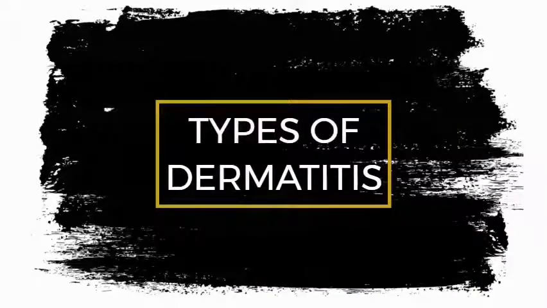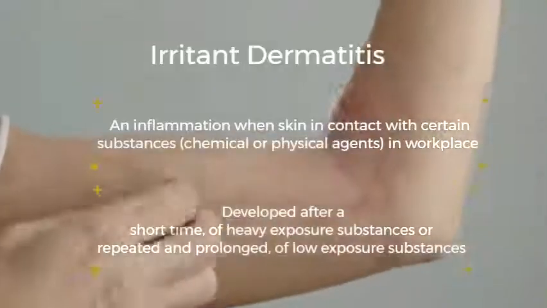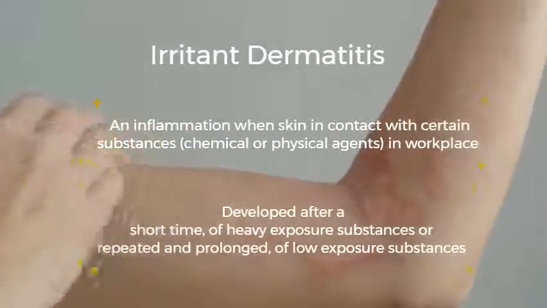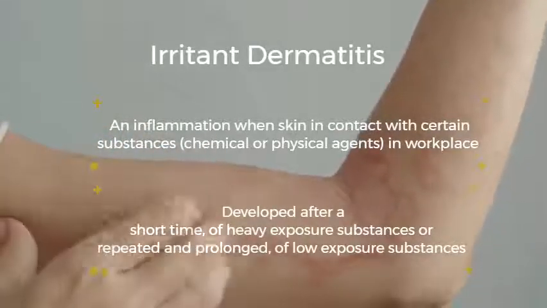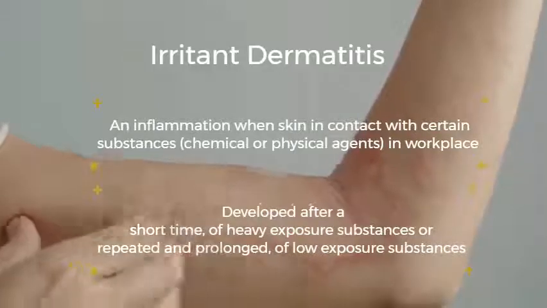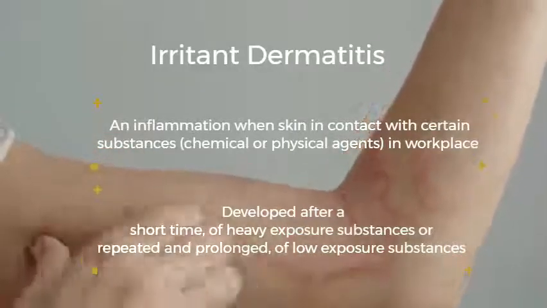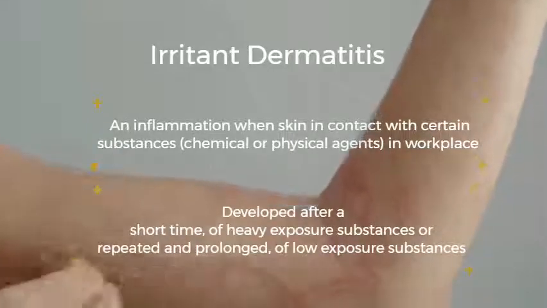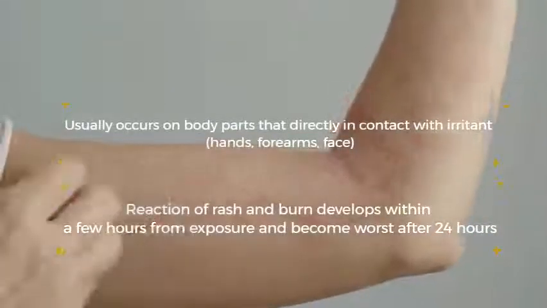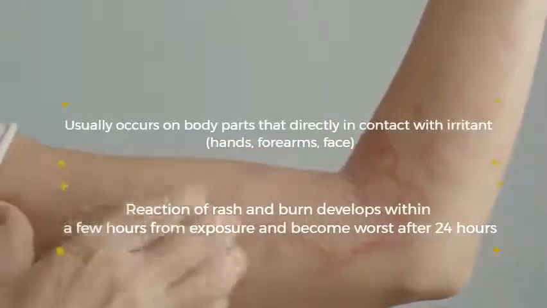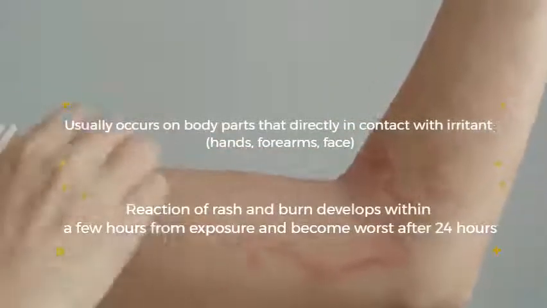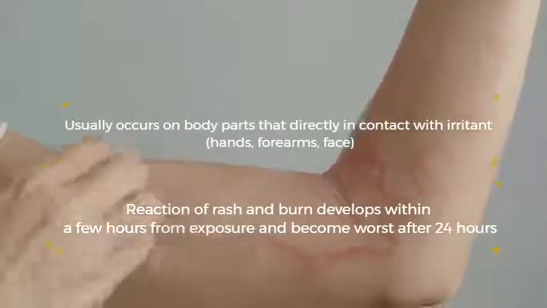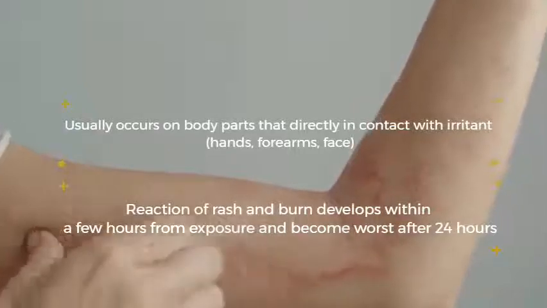Types of dermatitis. Irritant dermatitis. It is an inflammation when skin is in contact with certain substances in the workplace. It will develop after a short time of heavy exposure to substances, or repeated and prolonged low exposure to substances. It usually occurs on body parts that are directly in contact with irritants. The reaction of rash and burns develops a few hours from exposure and becomes worse after 24 hours.